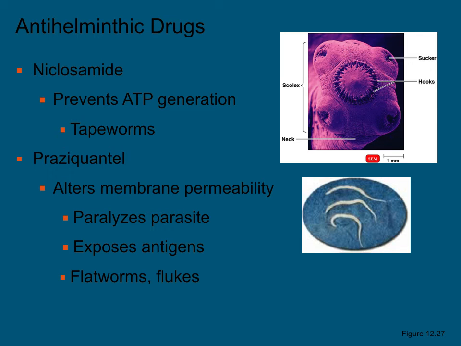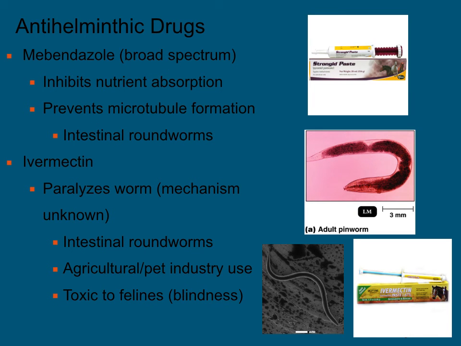Praziquantel will alter the permeability of the membrane, allowing the immune system, the cytotoxic branch of the immune system, to be much more effective. It also causes paralysis of the worms, causing them to be passed in feces. Mebendazole and ivermectin. Mebendazole sometimes is referred to as Strongid. That's that yellow banana-smelling stuff they give your dog or cat when you go to the vet's office and your animal gets dewormed. It prevents the formation of microtubules and works best for roundworms found in the intestines.